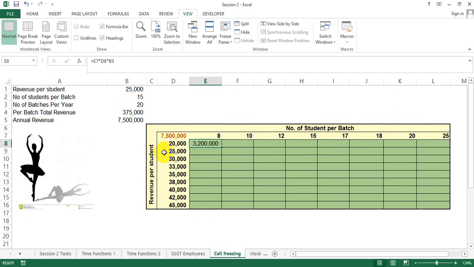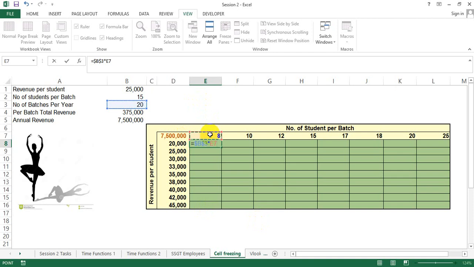So I delete this and we write the formula once again. The number of batches, since they are not there in this particular table, this is the cell that we expect to be frozen throughout this matrix. So pressing F4, I freeze the row and the column for the number of batches each year. The next is to multiply it with the number of students.